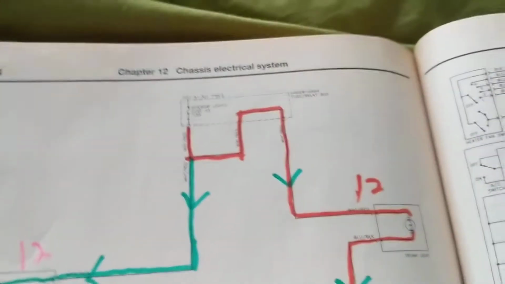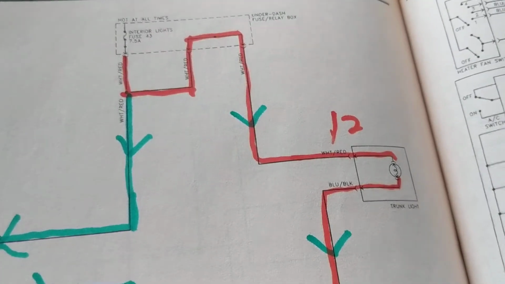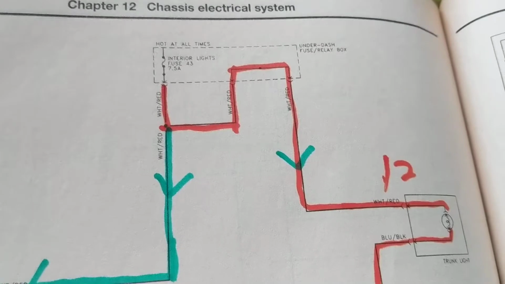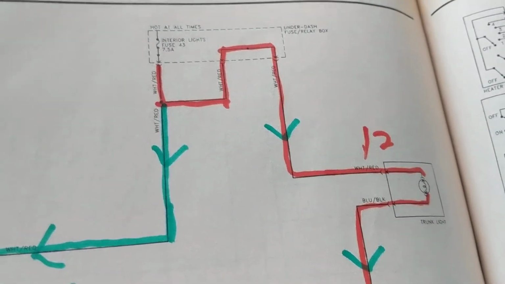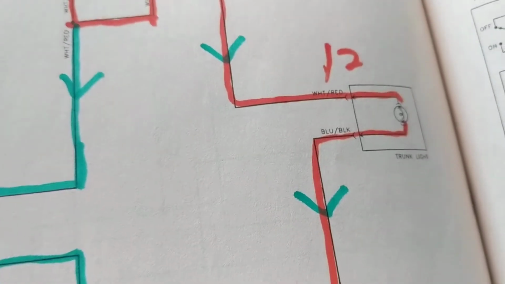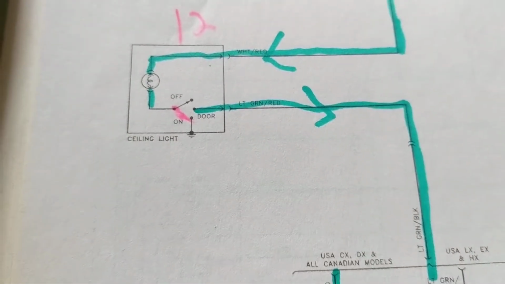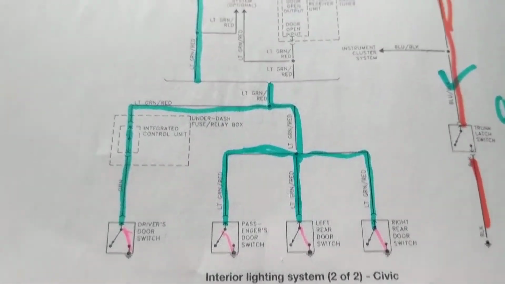Now, if you notice, over here, it says ceiling light. You have a light in the ceiling, right, of your car. Okay? Now, a couple of things to understand here. You have a light in the trunk, obviously. You have a light in the ceiling, like we just said. And we have lights for the doors.